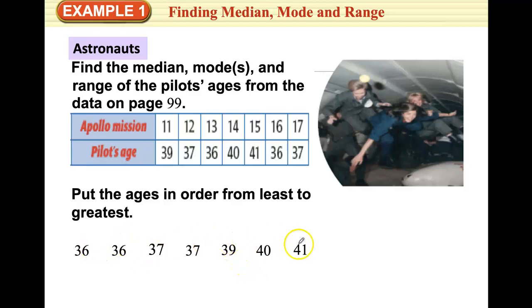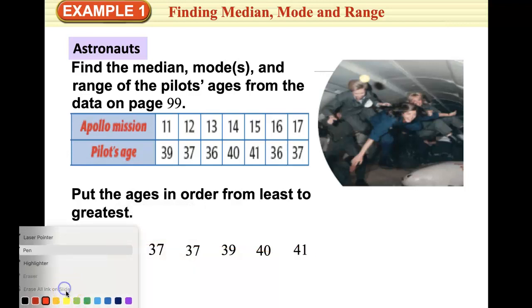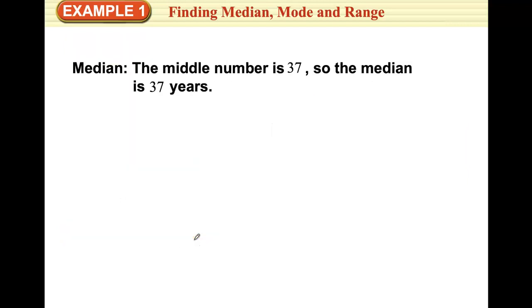So what you're going to do is start from both ends and cross out both numbers. Oops, my pen is not working. Let's try this again. There we go. I always take them from both sides, cross them out, and so I get the middle number as 37. So the middle number is 37, so the median is 37 years.